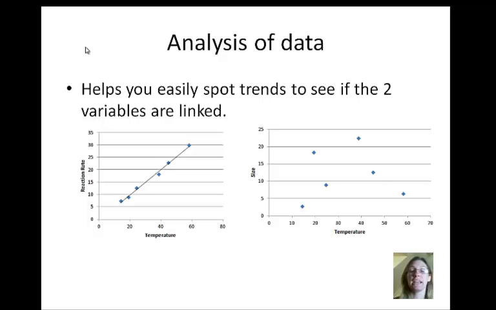The graph on the right-hand side has the data points very scattered, and that means that these 2 pieces of data are not linked. Temperature and size do not affect one another. There are a couple other types of relationships that we'll talk about more in class, including an inverse relationship, an exponential growth relationship, and an exponential decay relationship.